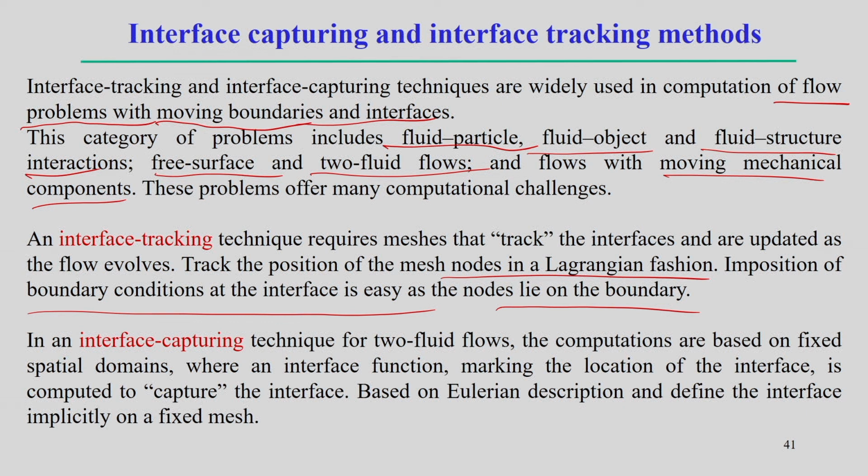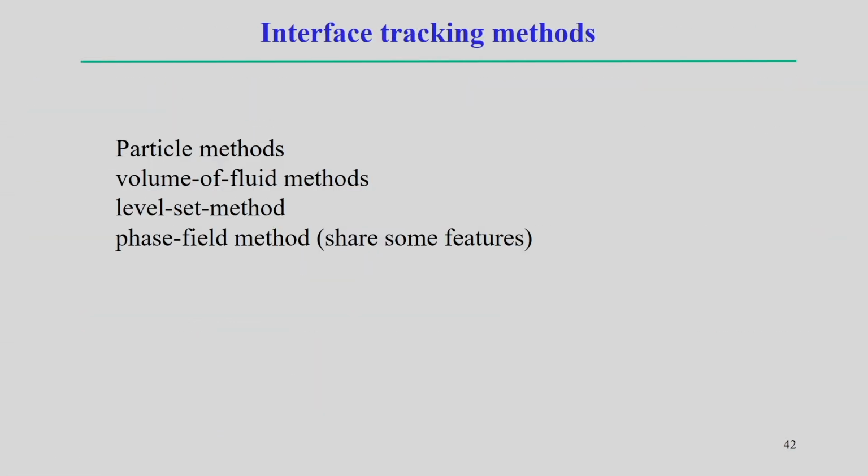That is called the interface capturing method. It means that an interface function marking the location of the interface is used to capture the interface. In this case it is an Eulerian description that defines the interface implicitly on a fixed mesh. So, basically it is necessary to define the interface implicitly over the fixed domain, and then we can track the interface using different strategies. There are several interface tracking methods: particle tracking, volume of fluid methods, level set method, and phase field method. These are the very common methods.